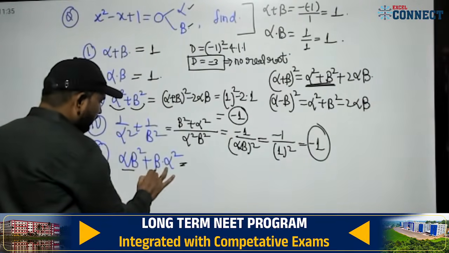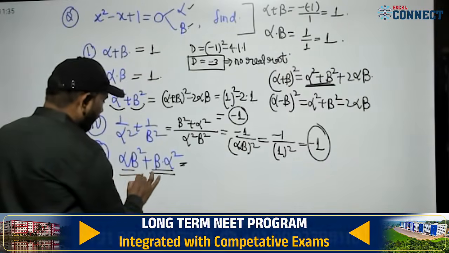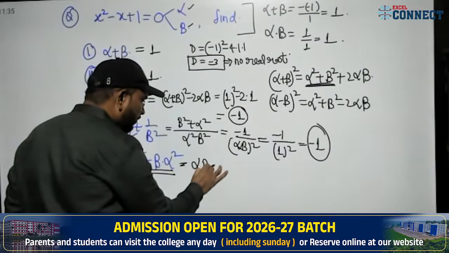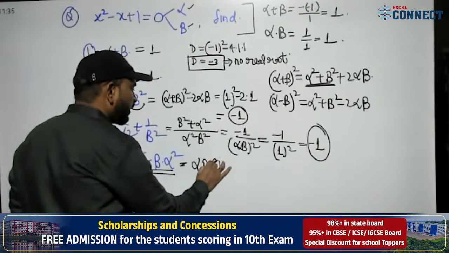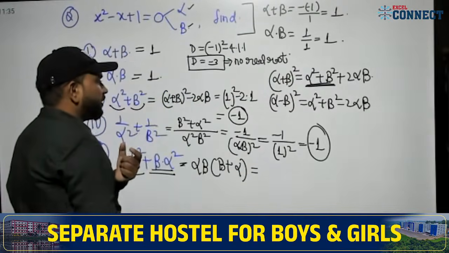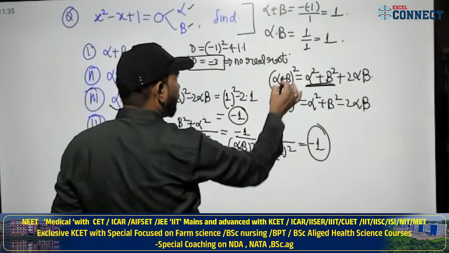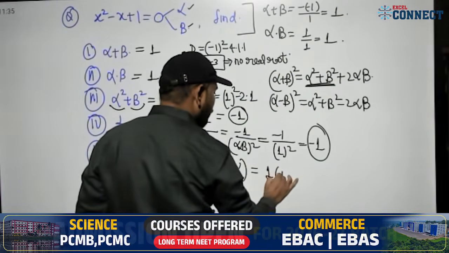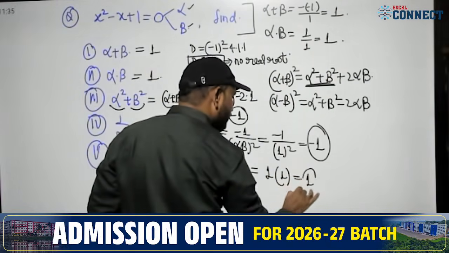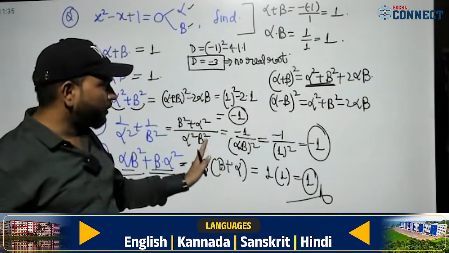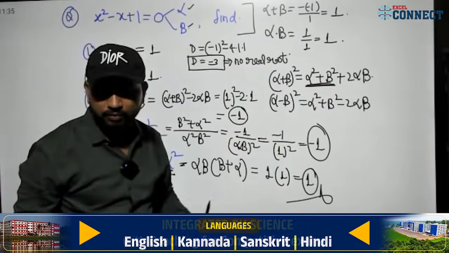From here something common is visible. What can you take common? We can take alpha, beta common. So what remains? Here is beta, here is alpha. So what is alpha into beta? I already know alpha into beta is 1. I already know alpha plus beta is also 1. So 1 into 1 is 1. So this answer is also 1. Up to here, any doubt, you can comment, I will reply.